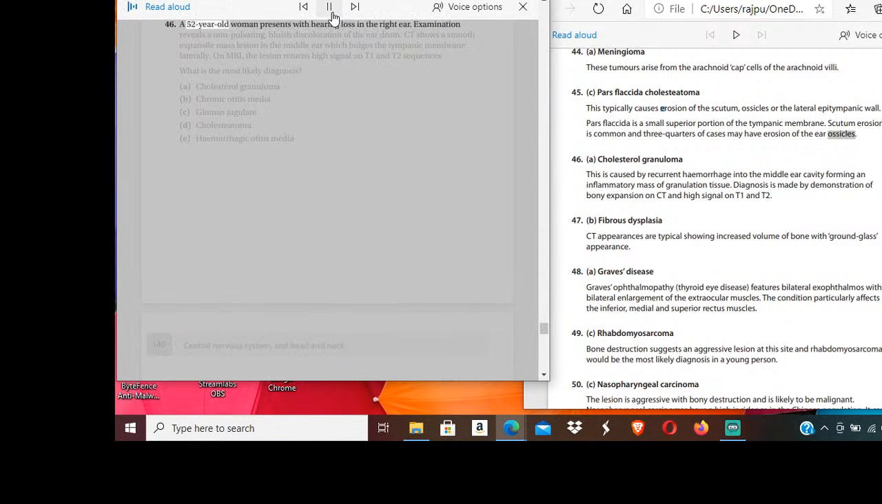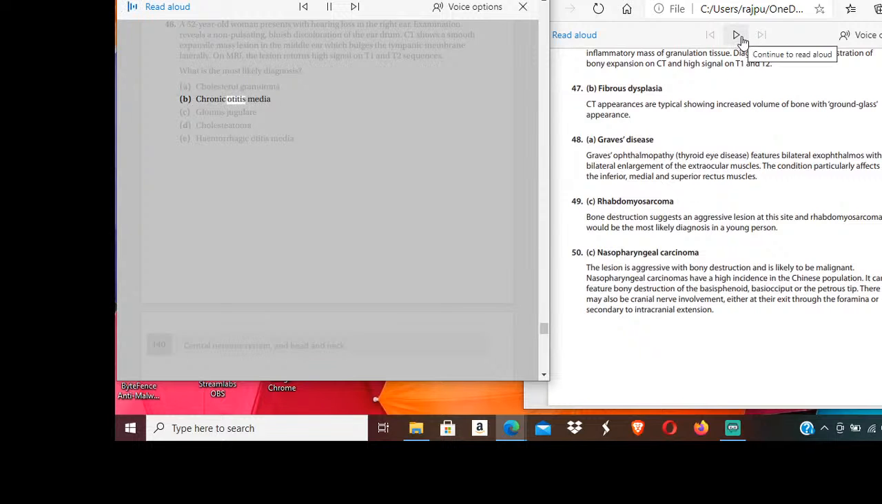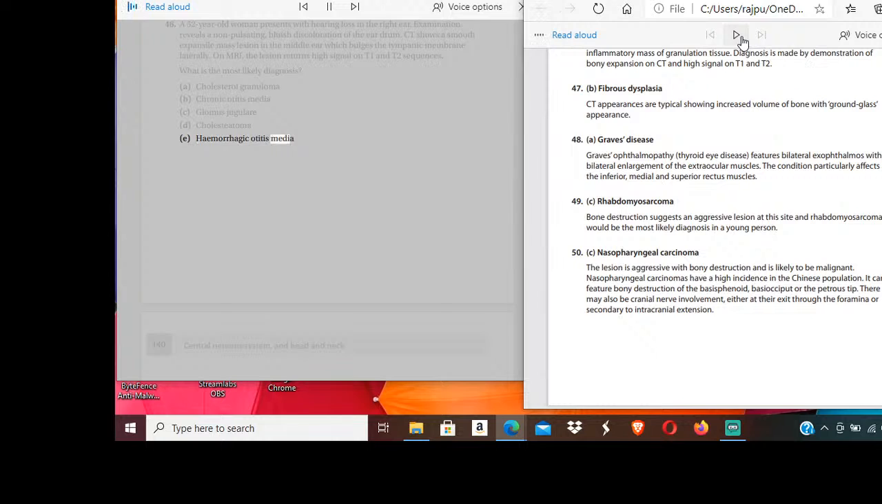46. A 52-year-old woman presents with hearing loss in the right ear. Examination reveals a non-pulsating, bluish discoloration of the eardrum. CT shows a smooth expansile mass lesion in the middle ear which bulges the tympanic membrane laterally. On MRI, the lesion returns high signal on T1 and T2 sequences. What is the most likely diagnosis? A. Cholesterol granuloma. B. Chronic otitis media. C. Glomus jugulare. D. Cholesteatoma. E. Hemorrhagic otitis media.